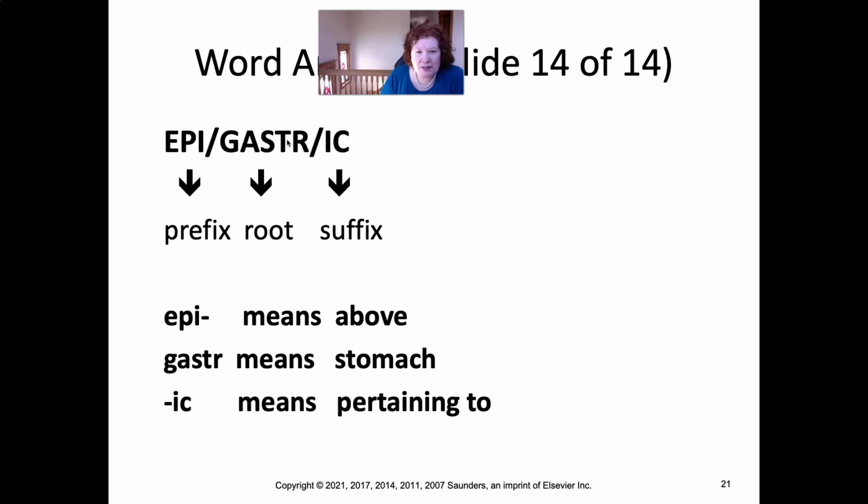Epigastric. Again, -ic means pertaining to. Gastro is stomach. Epi is on top of or above. So you have pertaining to above the stomach or on top of.